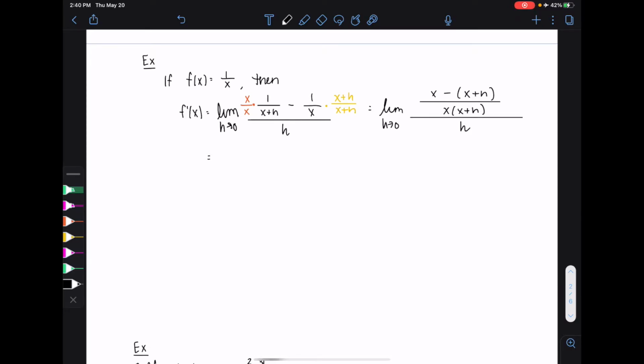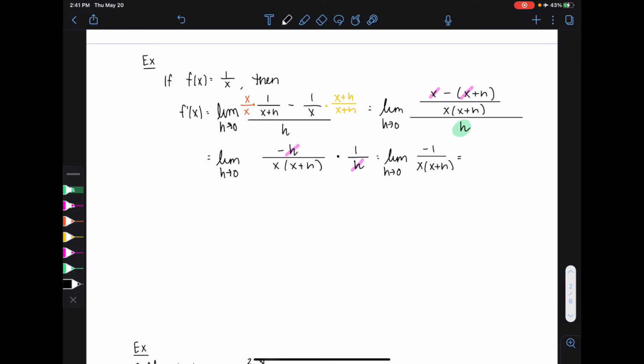Okay. So simplifying this gives us the limit as h approaches 0. My x's cancel. We're left with negative h in the numerator. In the denominator, we have this expression, x times x plus h. We're dividing by h, so that's really the same thing as multiplying by its reciprocal. And luckily again, those h's end up canceling. So this is the limit as h approaches 0 of negative 1 over x times x plus h.